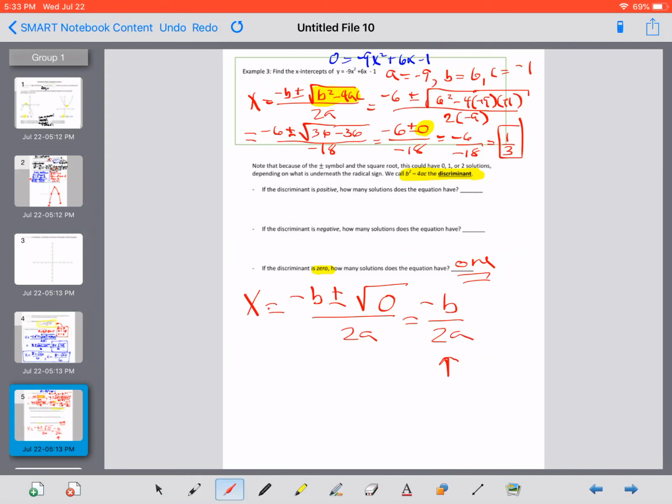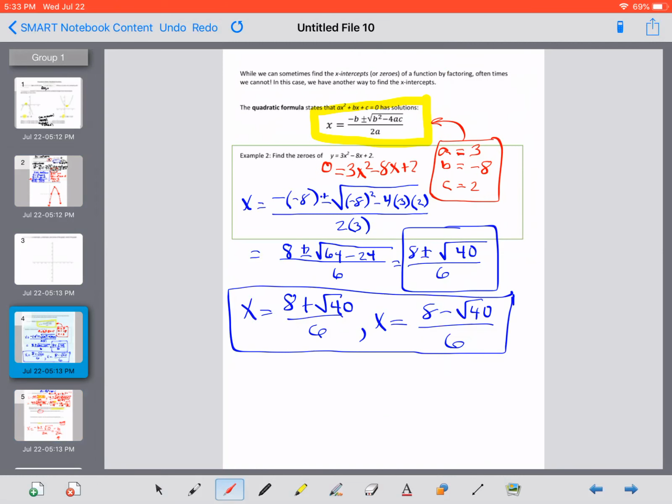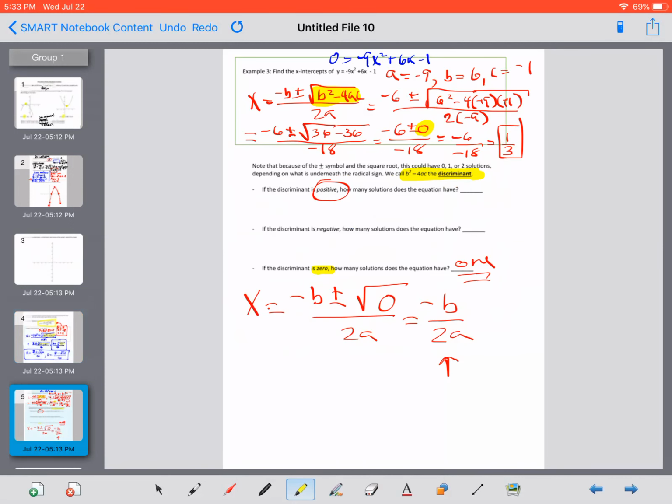If the discriminant is positive, that's what we had in the last example. Try to go back a page. The discriminant, the b squared minus 4ac, in this case was 40. When we simplified b squared minus 4ac, we got positive 40. In that case, because we got a positive number under there, it had two solutions.